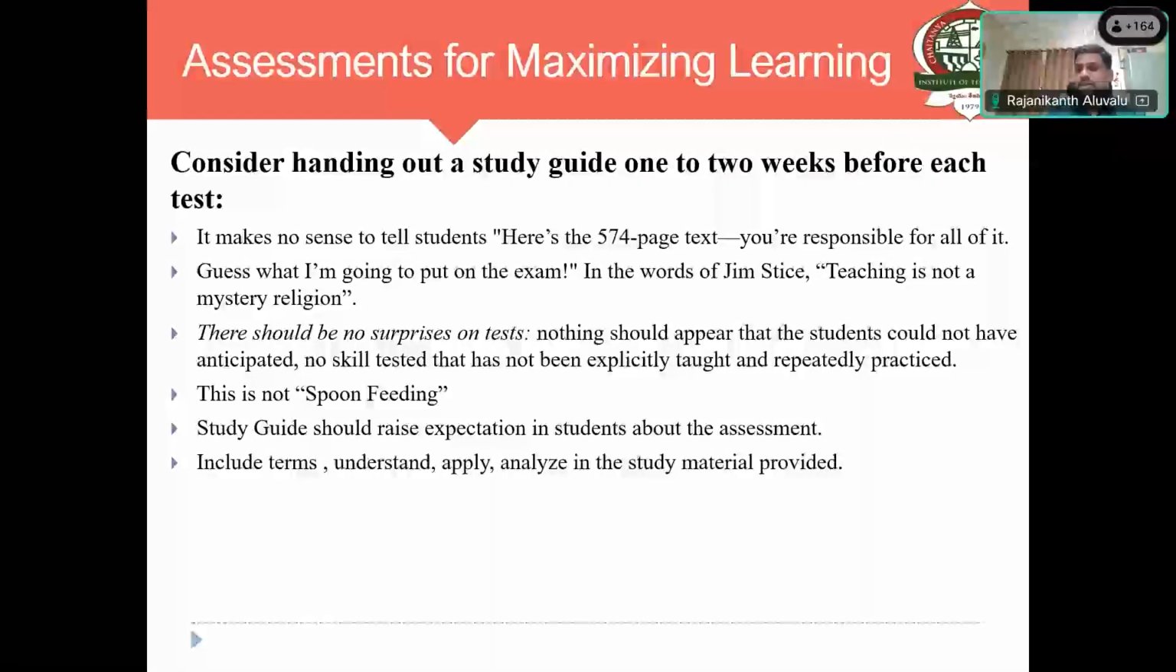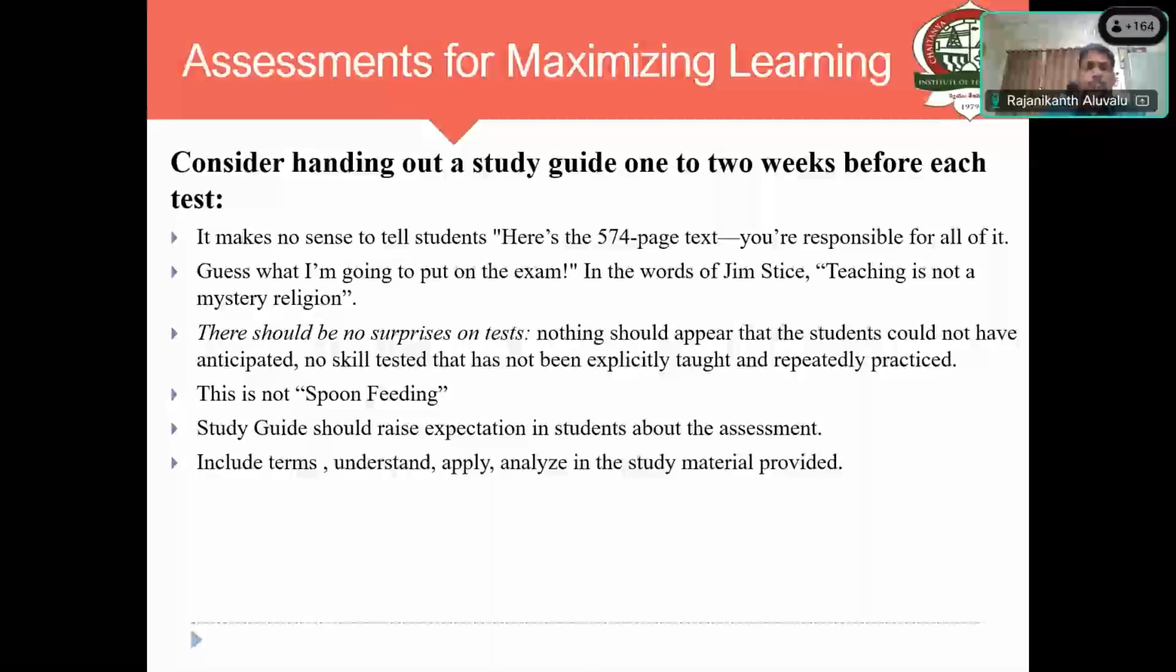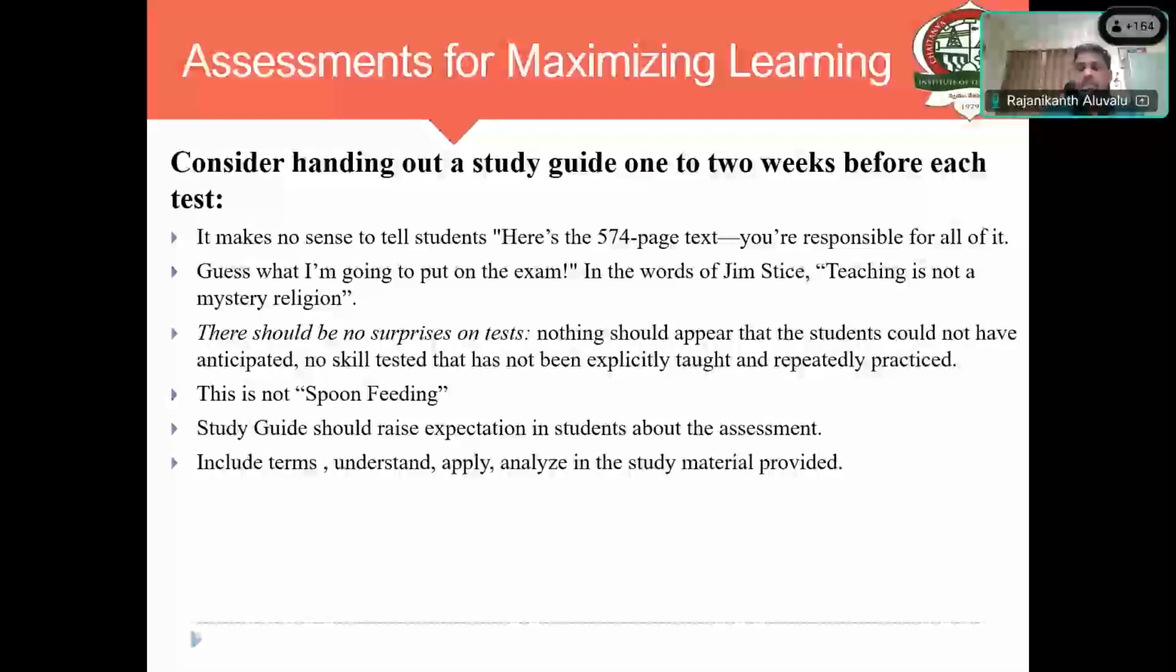Once the question paper comes, the student should not be surprised, wondering when this was taught or how this has to be answered. That assumption the student should never fall into. So we have to ensure that there are no surprises on the test. But again, I'm saying this is also not spoon feeding.